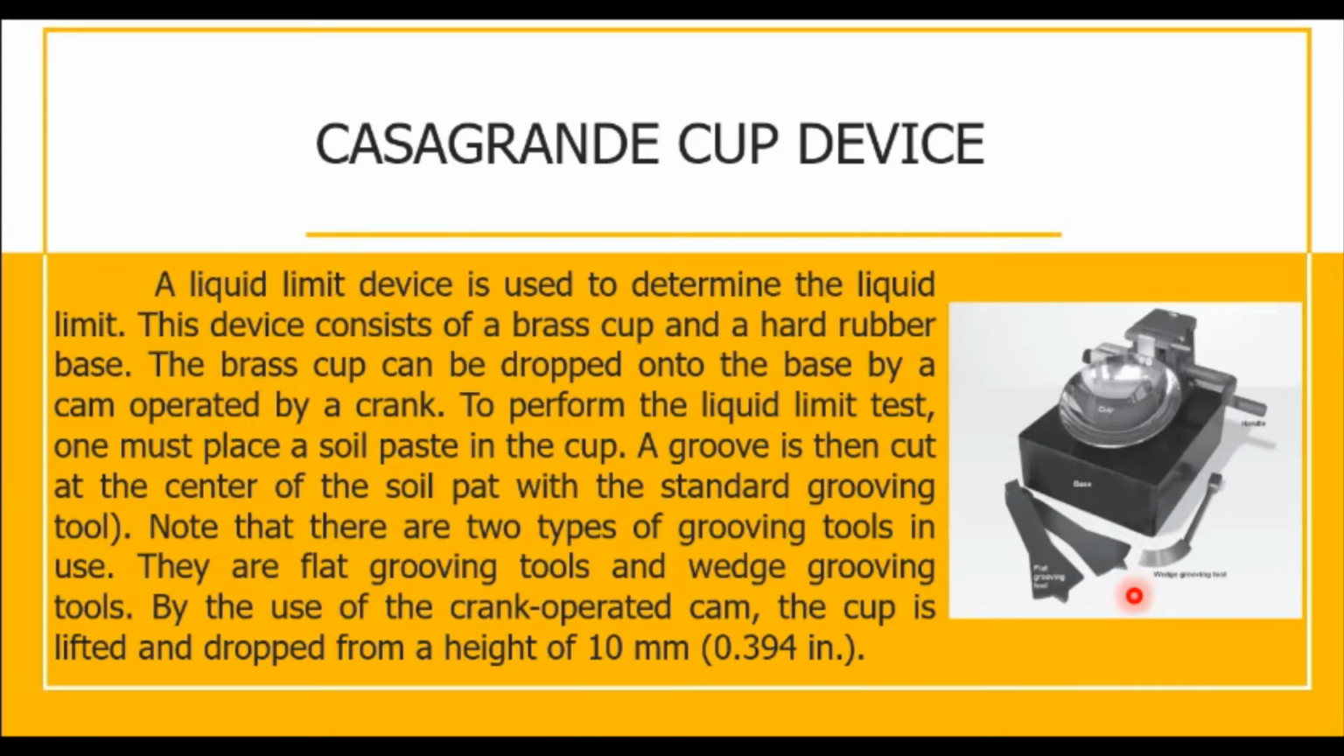So this device consists of a brass cup and a hard rubber base. And the brass cup can be dropped onto the base by a cam operated by a crank. So this is a crank and this is rotated. And to perform the liquid limit test, one must place a soil paste in the cup. A groove is then cut at the center of the soil pot with a standard grooving tool. And there are two types of grooving tools. Those are the flat grooving tool and the wedge grooving tool.